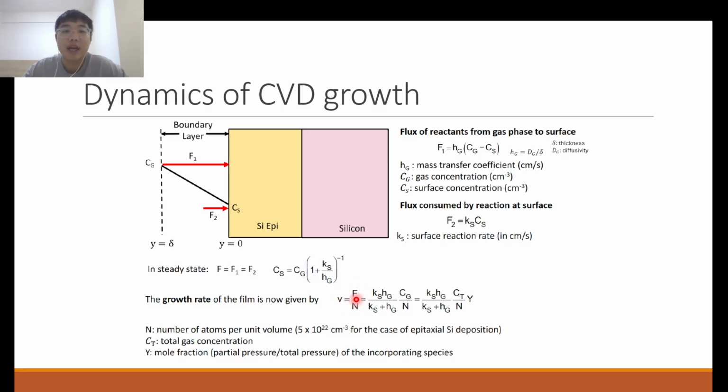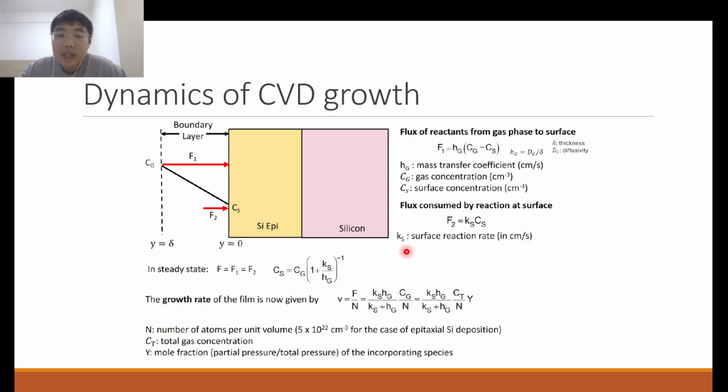So what you get is a term that has units of centimeters or micrometers or nanometers per unit time. So we have basically a z-axis kind of growth rate term.